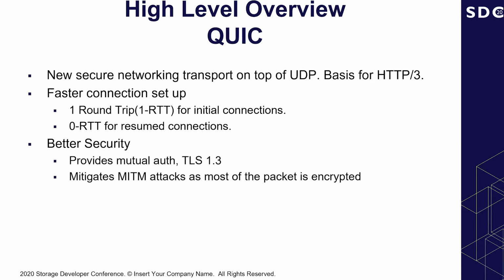And QUIC also provides for better security. With TLS 1.3, it provides for mutual authentication, where both client and server can authenticate the other. And it also mitigates man-in-the-middle attacks, as most of the packet is encrypted. Once your traffic is flowing through QUIC, you can assure yourself that nobody is ever going to eavesdrop into your packet, or tamper with your packet. So it provides both privacy as well as the integrity of your network traffic.